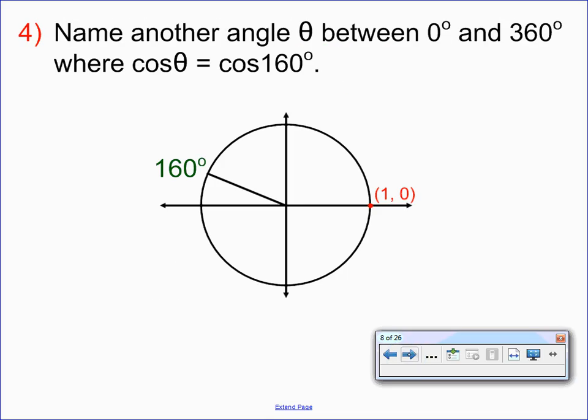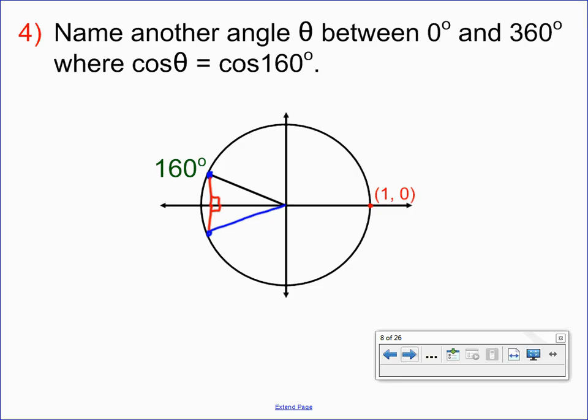Nice job. Name another angle between 0 and 360 where the cosine of theta equals the cosine of 160. Well, recall cosine is directed horizontal displacement. That's like the x coordinate. So where else would cosine be negative? Well, exactly the same magnitude x coordinate as this triangle. But my angle would have to be now not in quadrant 2, but in quadrant 3. So I could determine a reference angle.